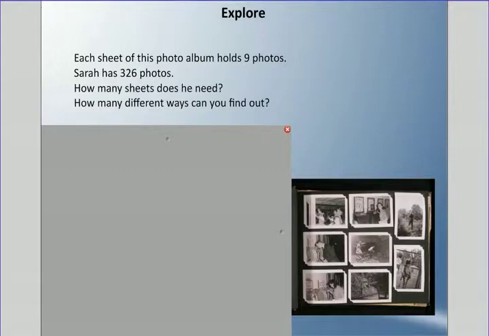Here's a story. Each sheet of this photo album holds 9 photos. So imagine that's a book. Continue on. Every page has 9 photos on it. Actually, that one has 8. Oh well. So let's say Sarah has 326 photos. How many sheets will she need? How many different ways could you find out that answer?